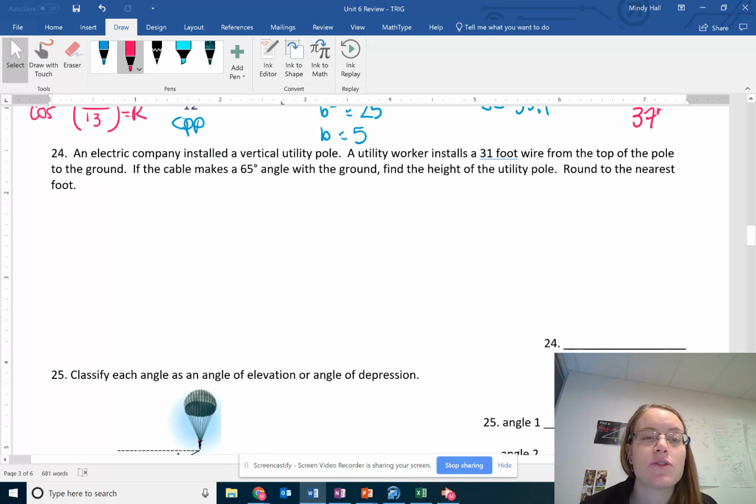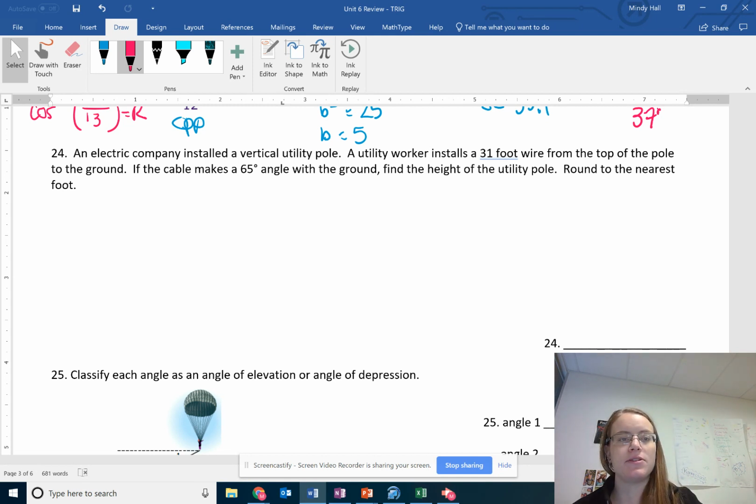Number 24, an electric company installed a vertical utility pole. A utility worker installs a 31-foot wire from the top of the pole to the ground. If the cable makes a 65-degree angle with the ground, find the height of the utility pole and round to the nearest foot. So this is where we draw our pretty pictures.